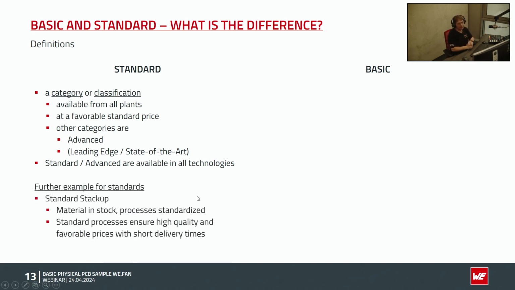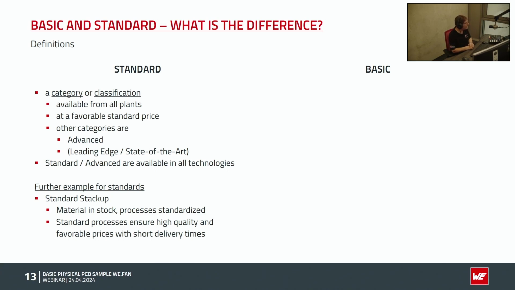We can compare this maybe with the car. You can buy a car in a standard equipment or version. You can also buy an advanced or avant-garde, as it maybe was called at Mercedes in the past. Or you can buy a sports car with additional equipment and power and things like that. So that's more or less an advanced solution or an advanced car, but you can also stay with the standard. So that's the category or classification.